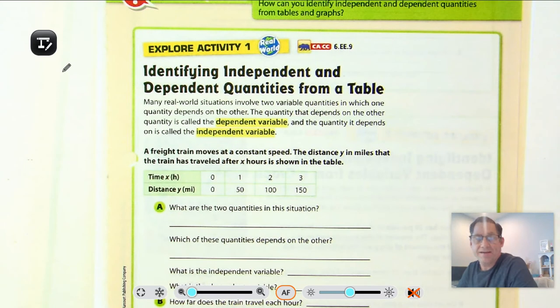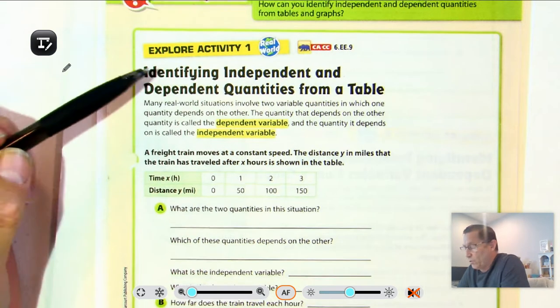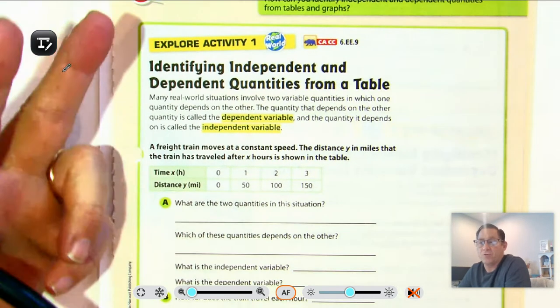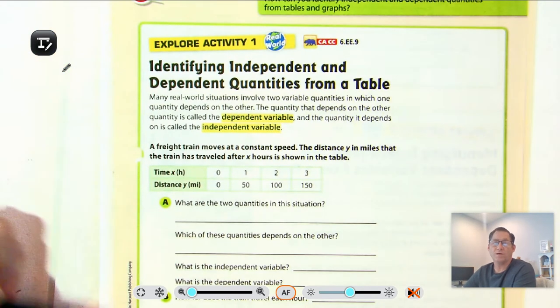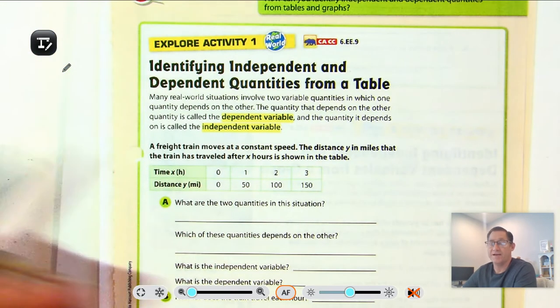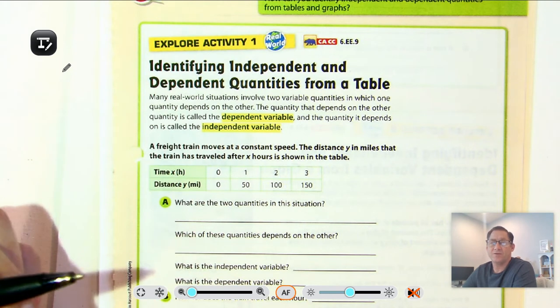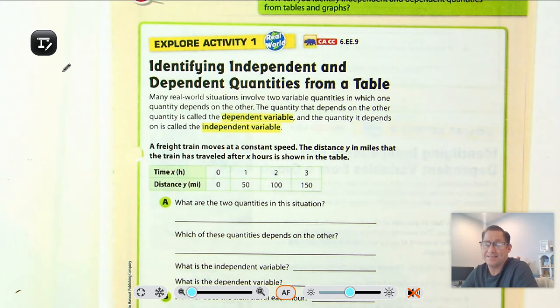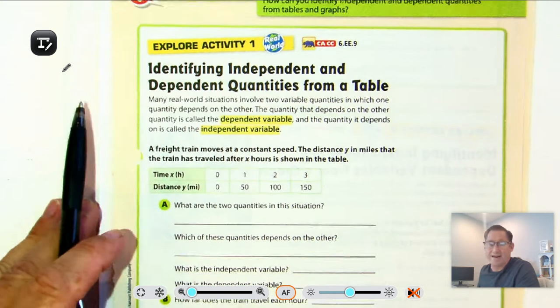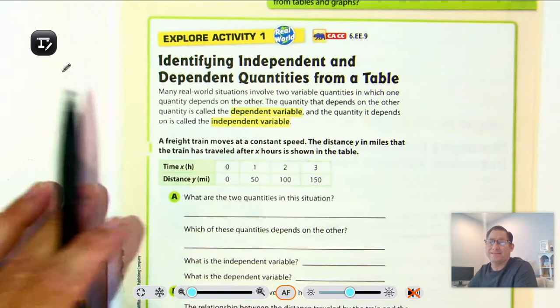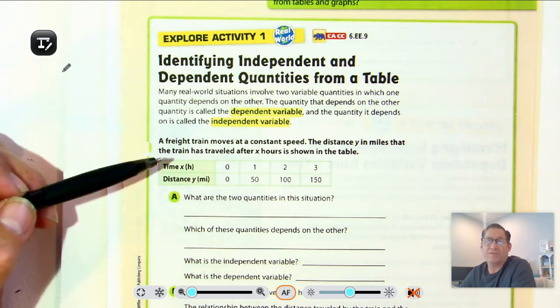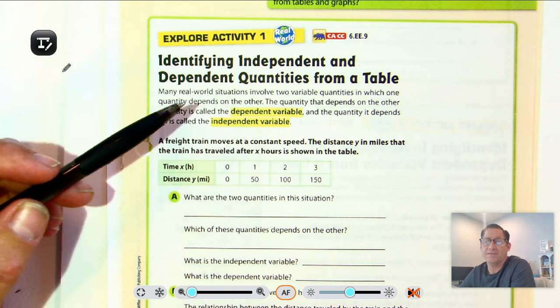So identifying independent and dependent quantities from a table. So many real world situations involve two variable quantities. One quantity depends on the other. The quantity that depends on the other quantity is called the dependent variable. And the quantity it depends on is called the independent variable. So for instance, a freight train moves at a constant speed. The distance y in miles that the train has traveled after x hours is shown in the table.